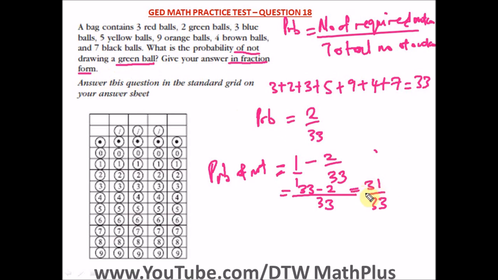All right, so our answer is 31 over 33, and in representing it on the grid, we have to write it this way. We have 3, we have 1, then we have our division sign here, which is a slash, then we have a 3 here and a 3 here. Then we'll go down to shade. So we shade our 3 down here, we shade our 1 down here, the division sign is up here, then we have a 3 down here and also a 3. All right, so this is our answer on our standard grid.